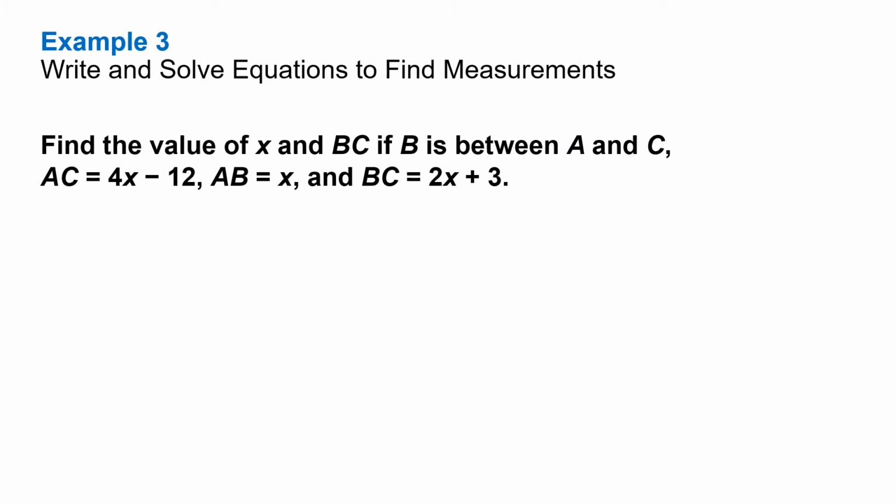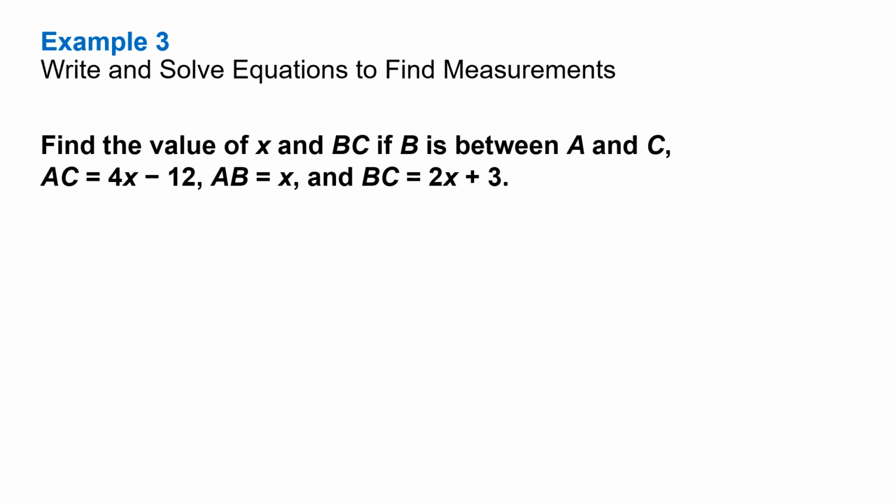Find the value of x and BC if B is between A and C. AC is equal to 4x minus 12, AB is equal to x, and BC is equal to 2x plus 3. Notice that in this problem, they did not give us a diagram. In this case, we need to draw a diagram that represents the situation.